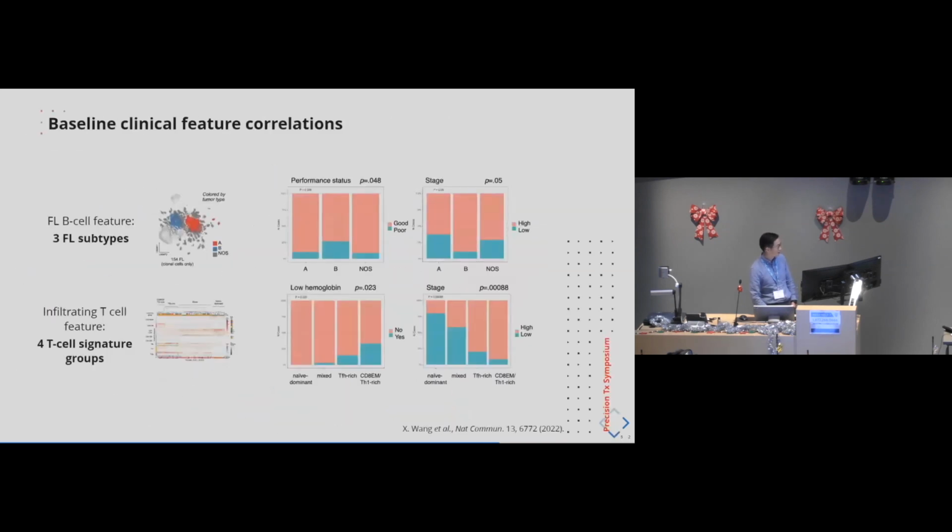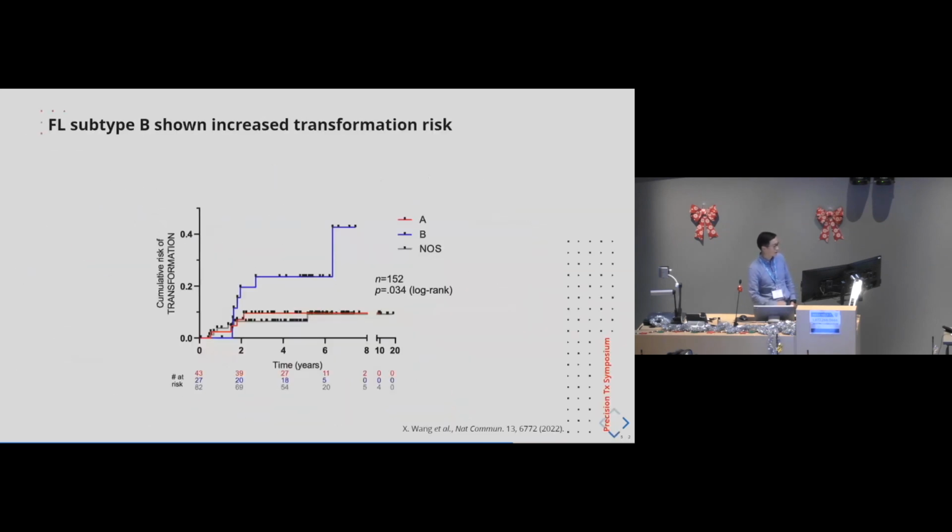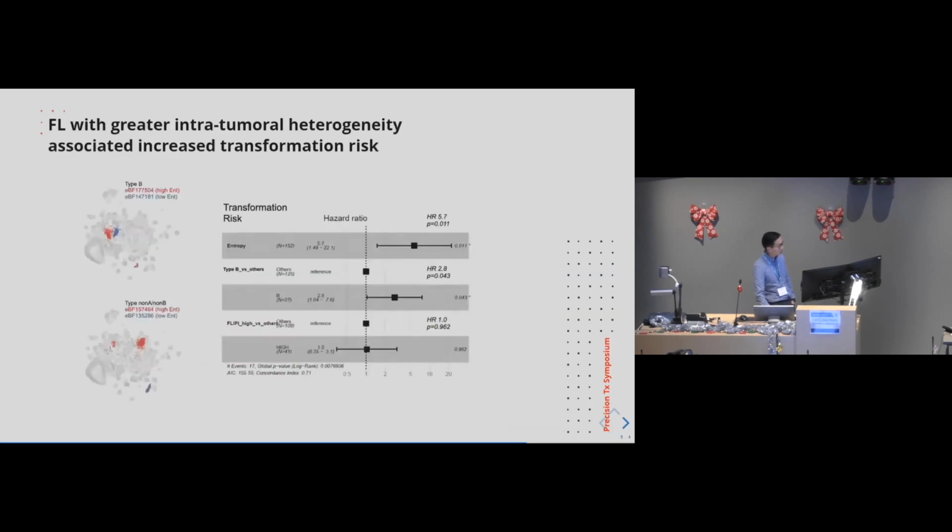For clinical outcome, I just want to show that the type B tumor is related to increased transformation risk. The other thing is the entropy. Tumor diversity actually contributes to a higher risk of transformation. Here we can see that the red population, which has two tumor subsets, actually has a high entropy group compared to the green. And this is another example here.